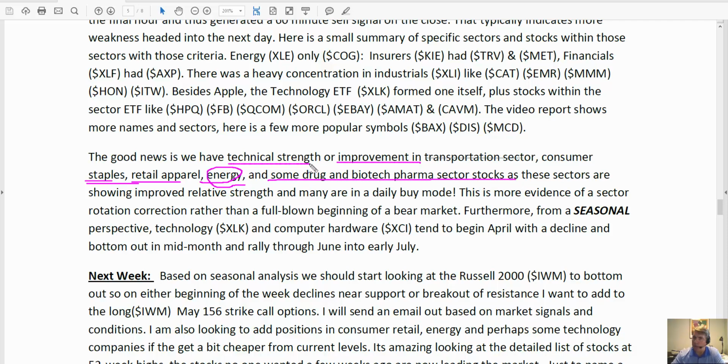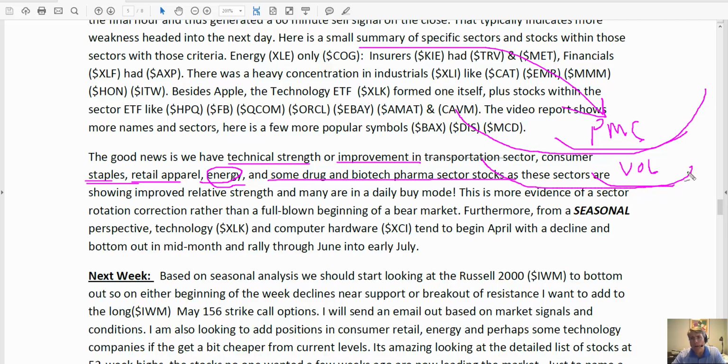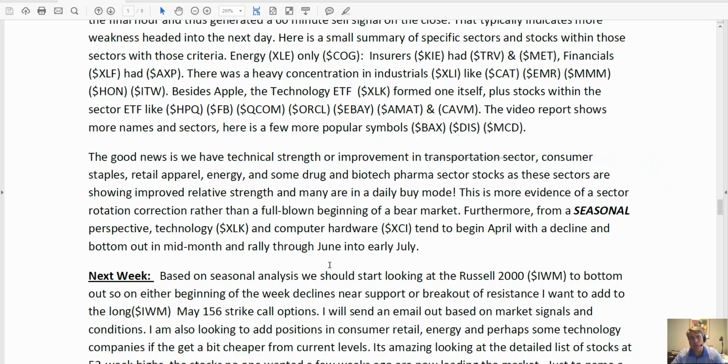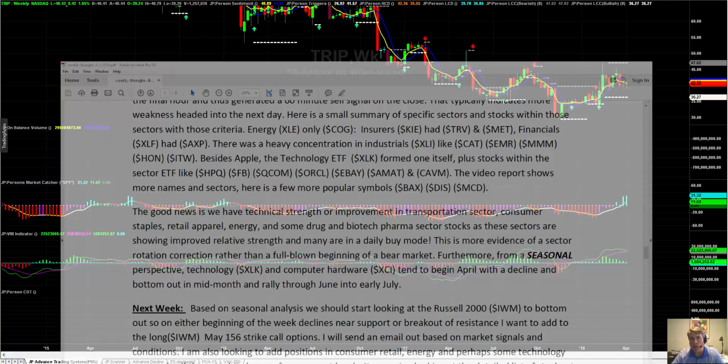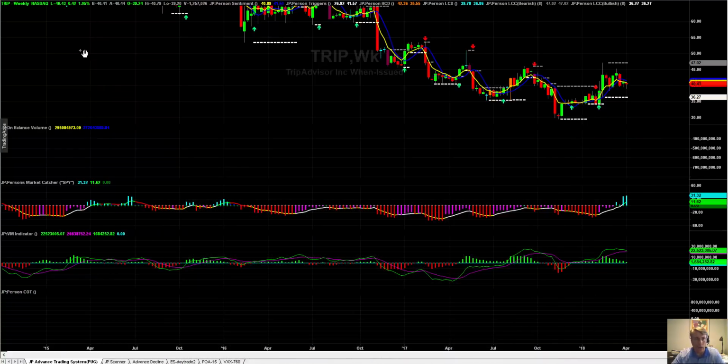So consumer staples, retail apparel, some energy, and some drug and biopharma tech stocks are starting to see improvement in their technical strength. Now, define technical. One is the PMC indicator, where we look for relative strength improvement, and the other is volume analysis, where we're looking for markets that have been punished to the downside. We're looking for accumulation, and that's what I'm referring to as technical strength.